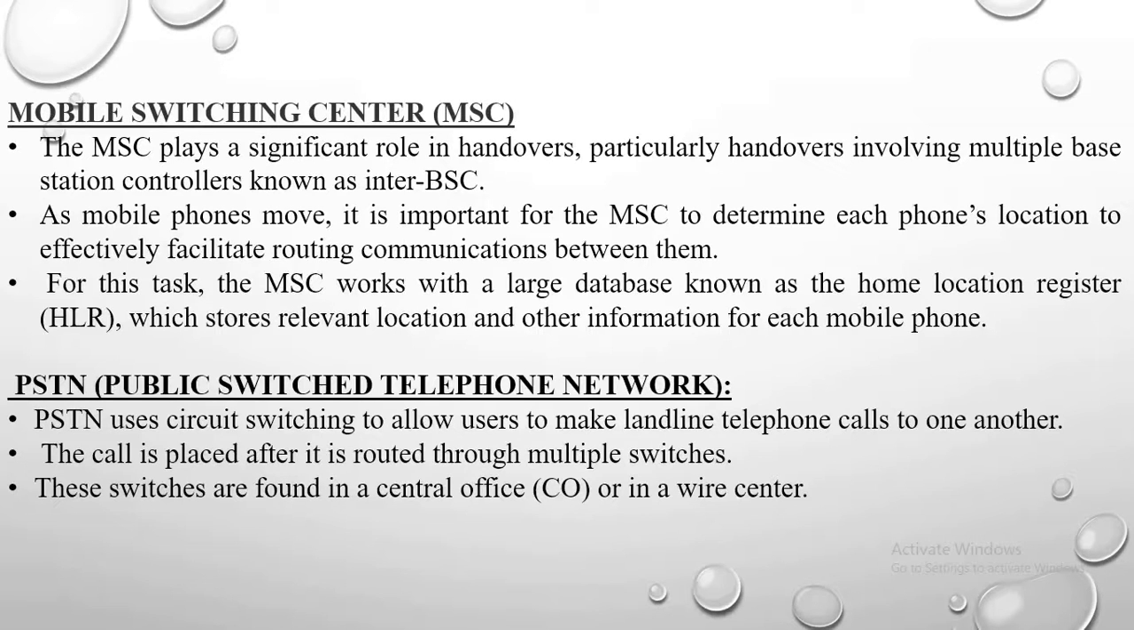In the mobile switching center, you are going to have the information about each phone's location and its routing communication between them. That means it is going to have the information about your cell, your SIM details. Whenever you buy a SIM, there are some details, and those details are present in your mobile switching center.